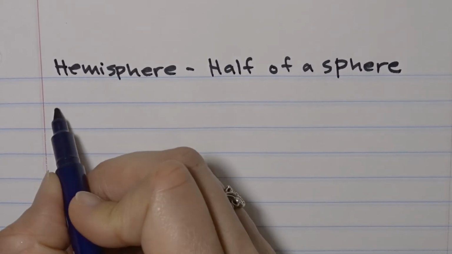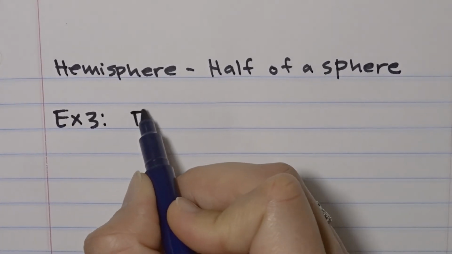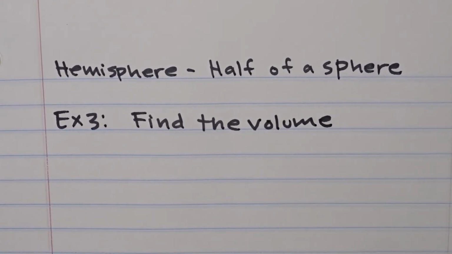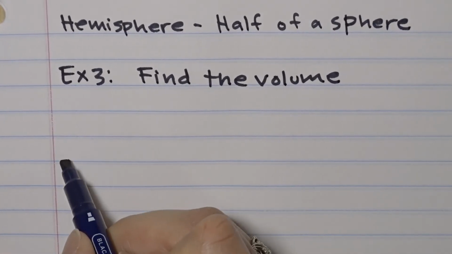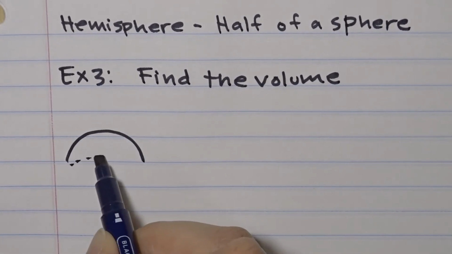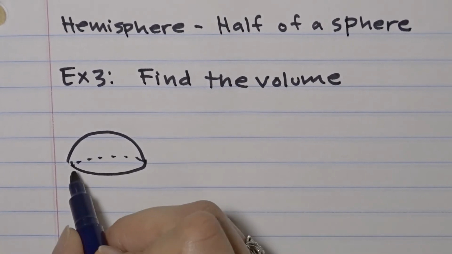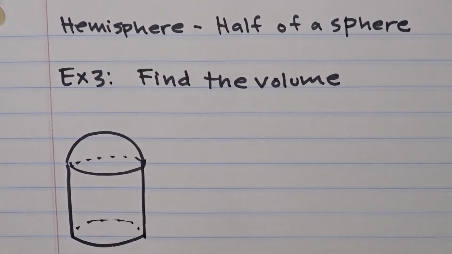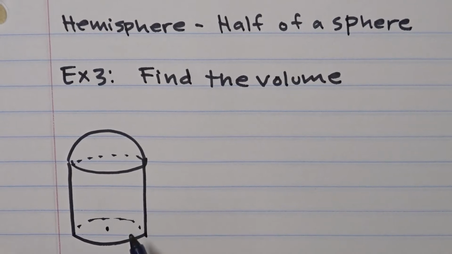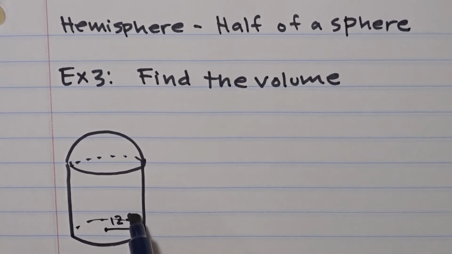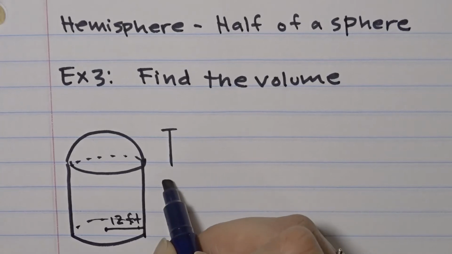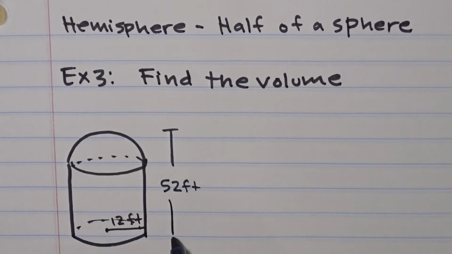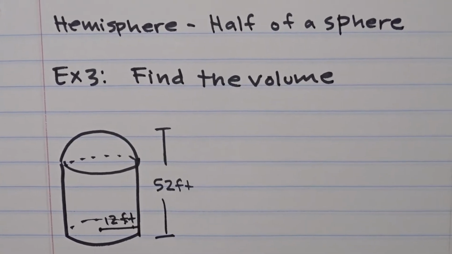So here's the figure they're asking for in example 3. He wants to find the volume of it. And it looks like this. So we got this dome, and it's on a cylinder. And that cylinder has a radius of 12 feet. And the entire figure has a height of 52 feet. And they're asking us for the volume.